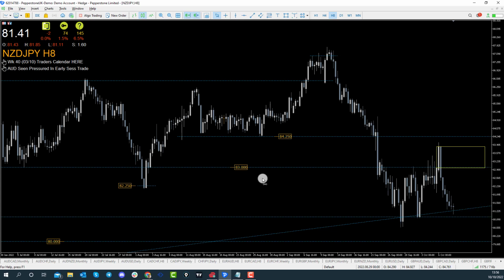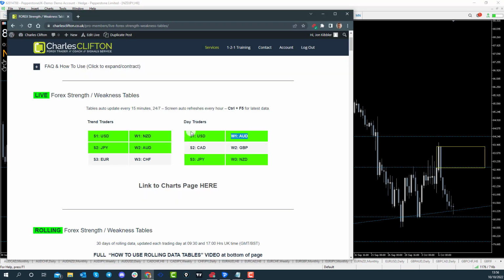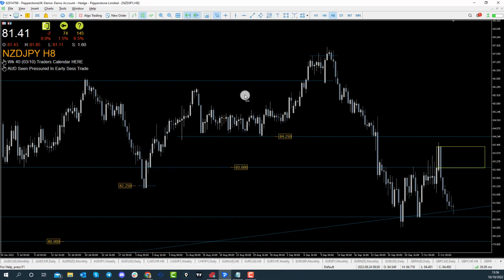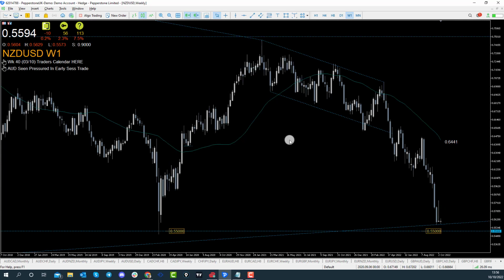Bringing on the live Forex strength and weakness tables again, the next currency pair we're going to go over is Kiwi dollar. This tops the trend traders table. So let's head over to that currency pair. And we can see that very similar to Kiwi yen, we're approaching key areas of support. You can see that price is retesting a longer term trend line of support, and you can see here we have the 0.55 handle as a level of interest for price to potentially retest.